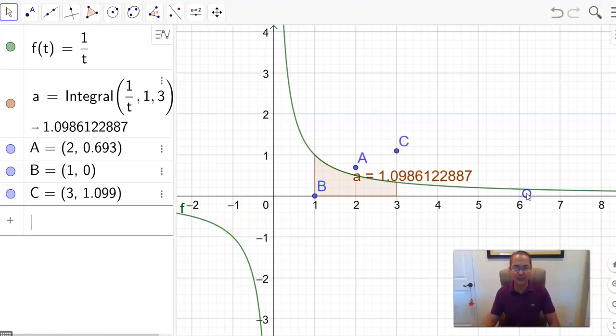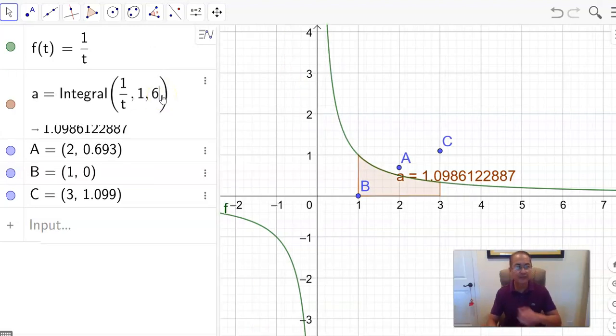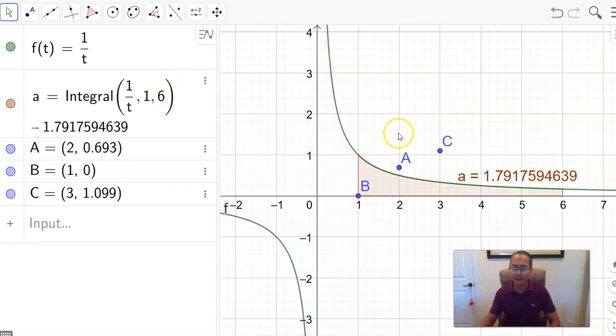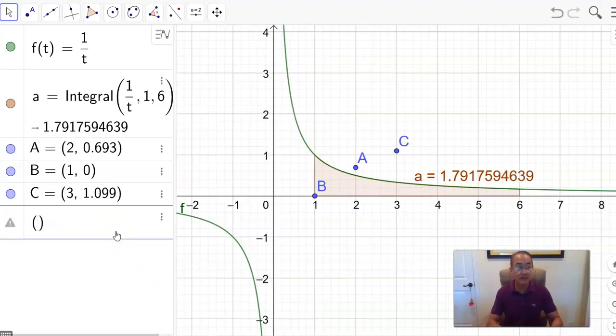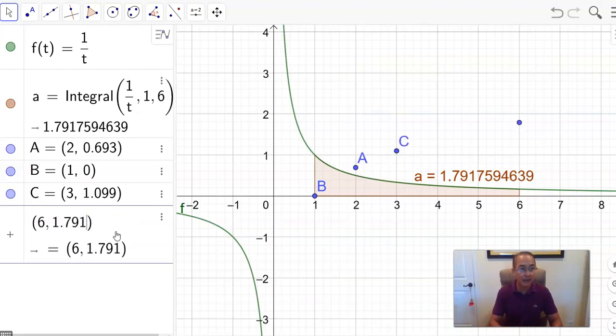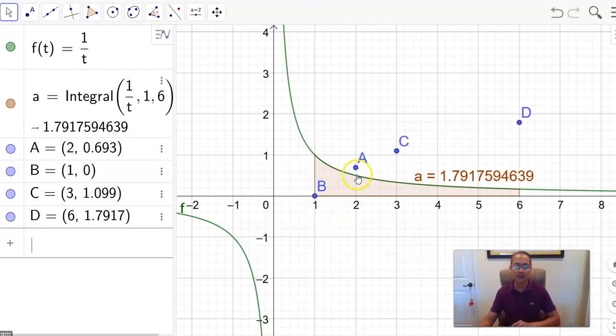Let's jump over to 6. If we go to 6, hello. There you are. It's just a little slow today. 1.7917. So let's plot 6, 1.791. There we go. So we're supposed to be connecting these dots, and those will be points on our ln function.